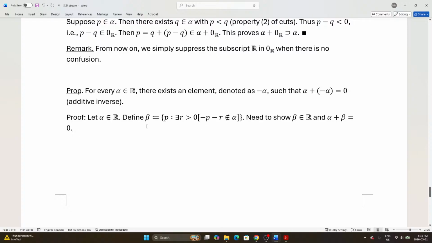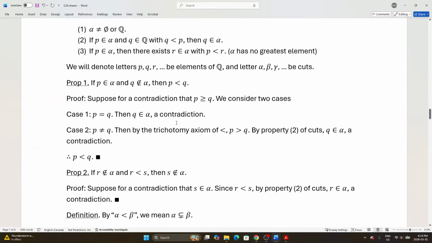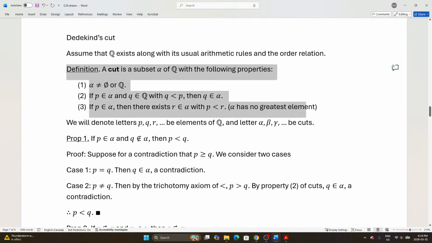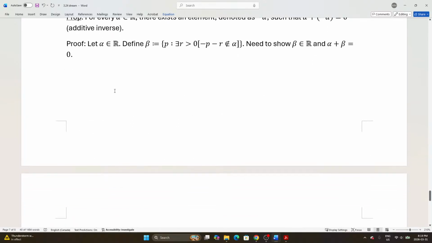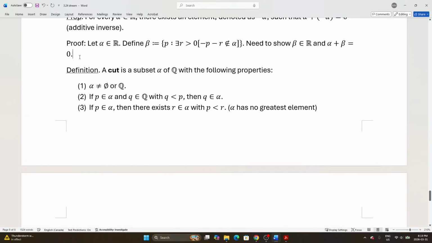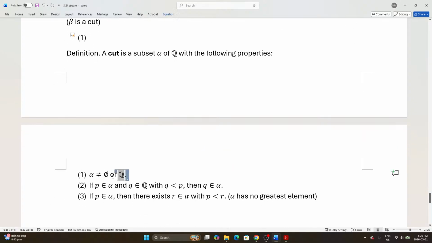This is what we need to do, and going back, we need the cut properties 1, 2, 3. Verify that minus alpha, aka beta, in our construction satisfies these 3 properties of the cuts. Starting with 1: beta is a cut. Beta is not empty, and beta is not the whole of the rationals.